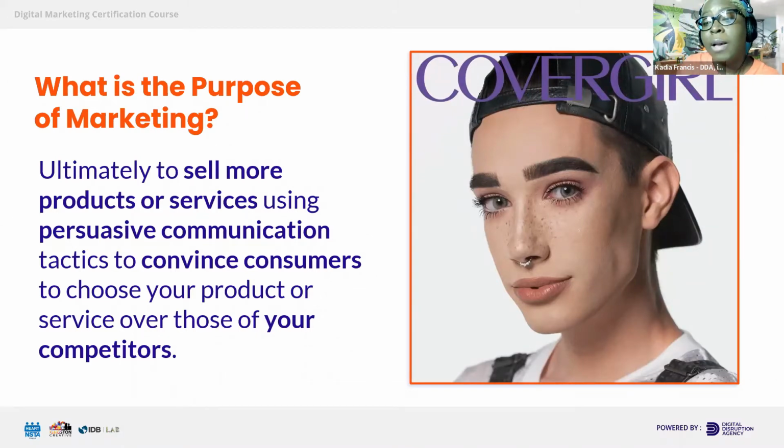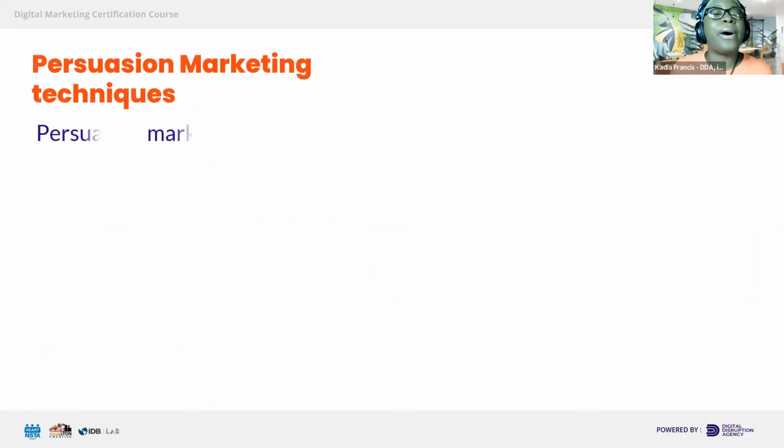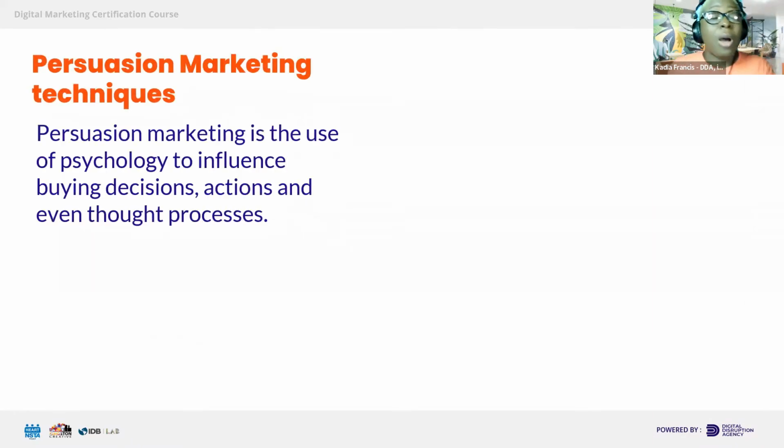But this was all because of the consumer demand to see more diversity and inclusivity in certain previously historically white Caucasian spaces, right? Let's move on. Let's talk about persuasion marketing techniques. Persuasion marketing is the use of psychology to influence buying decisions, right? Or actions, or even your own thought processes.